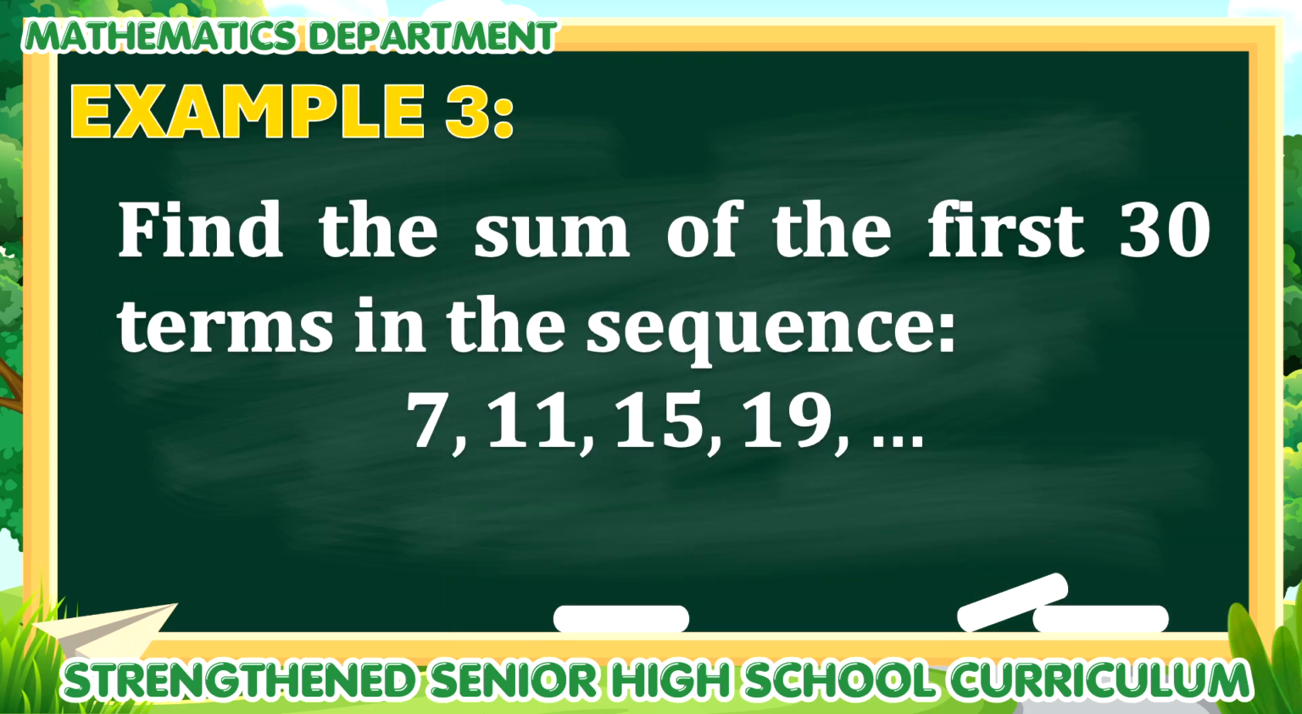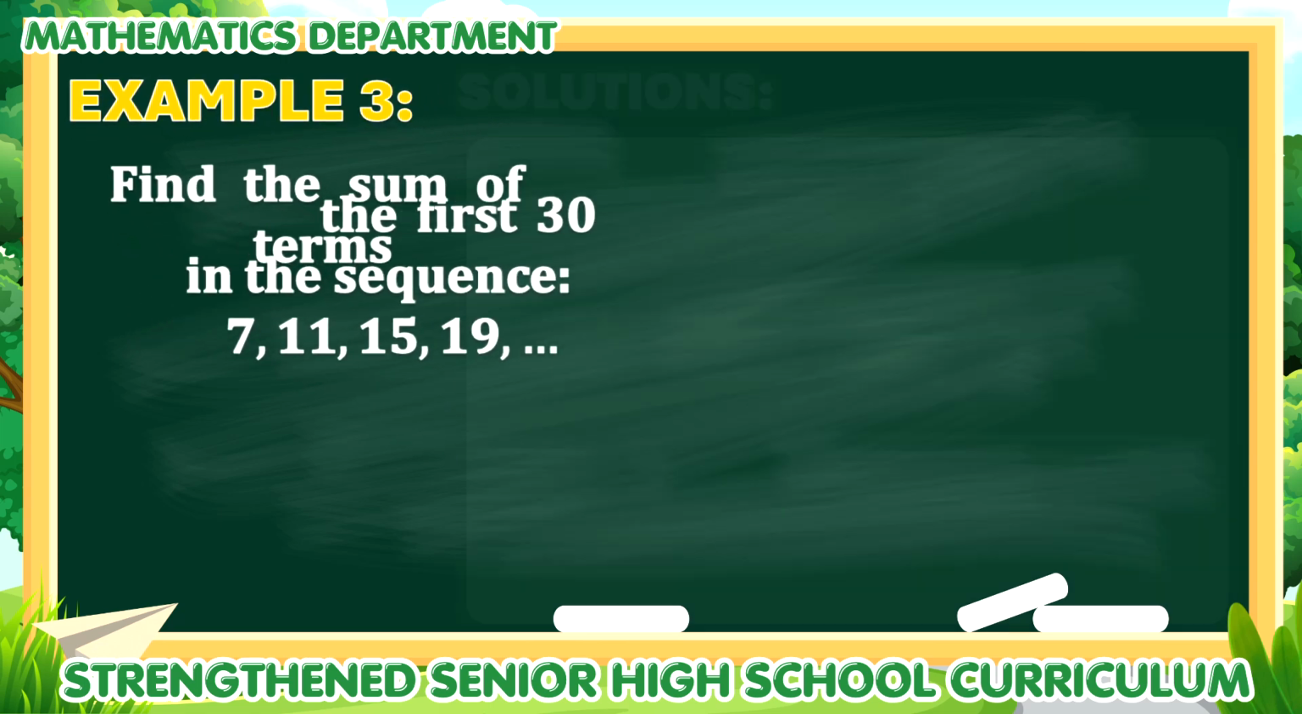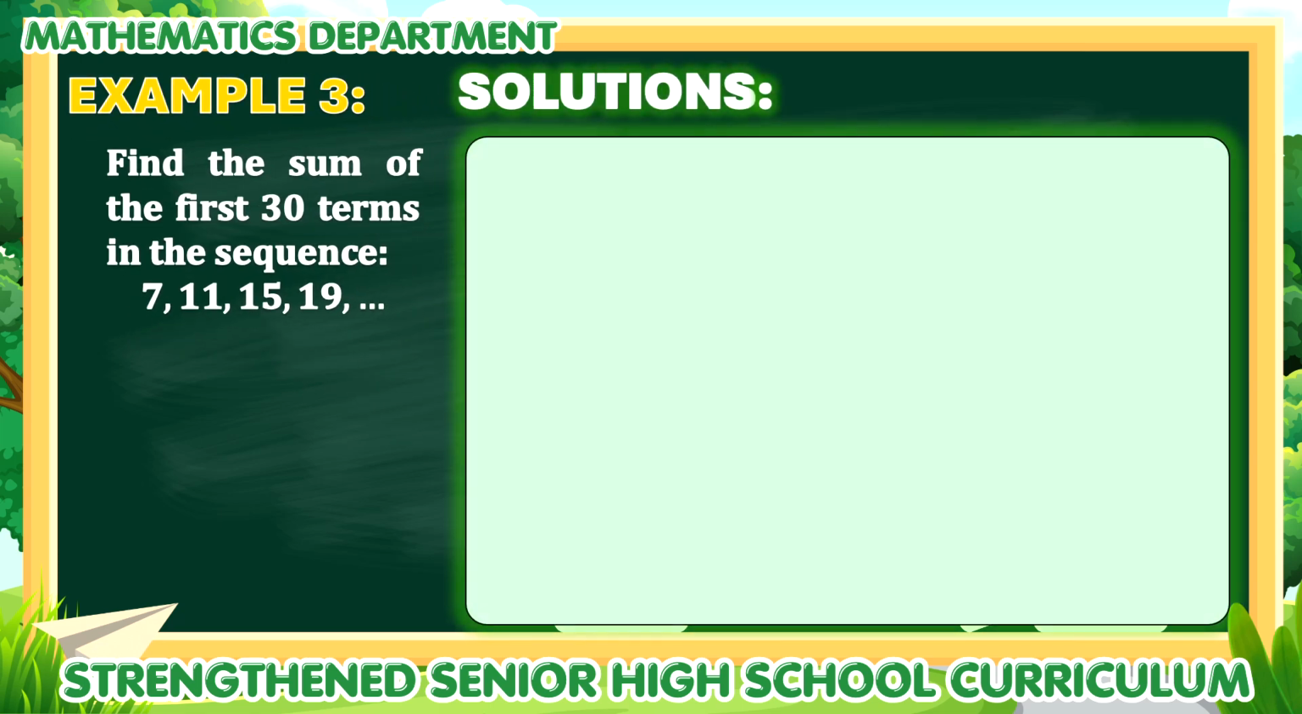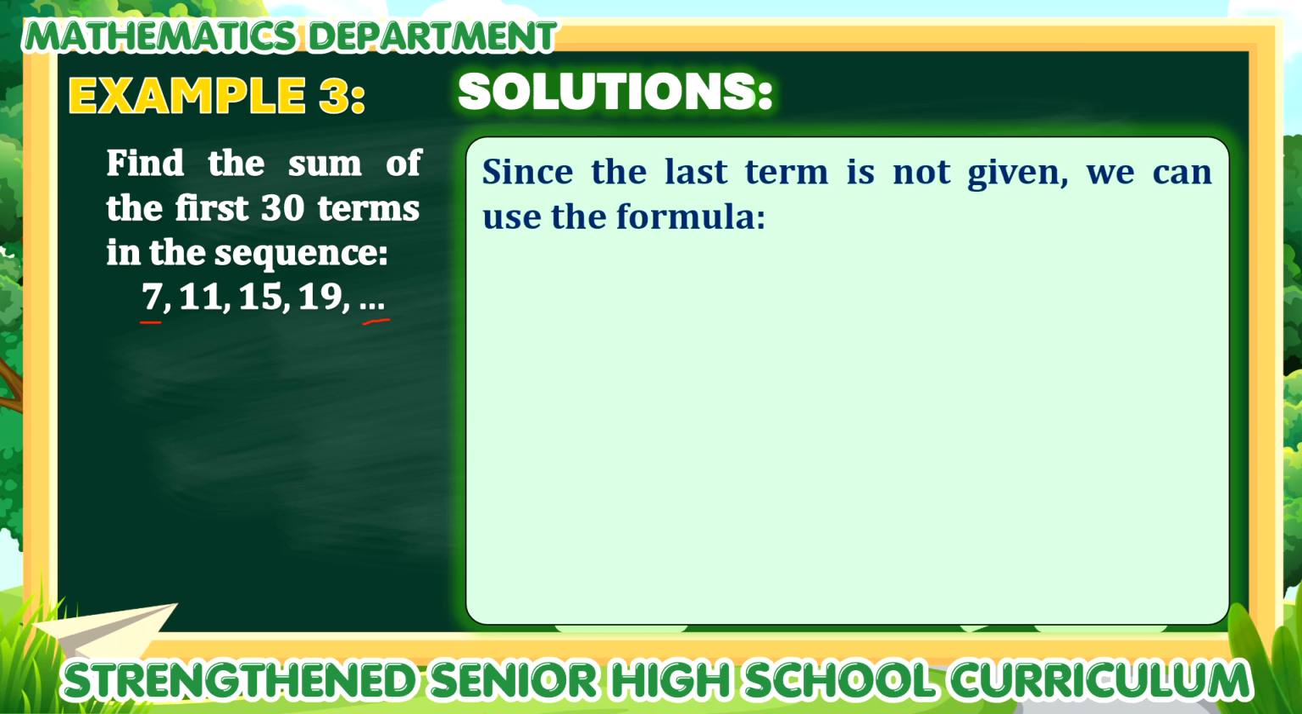For our third example, find the sum of the first 30 terms in the sequence 7, 11, 15, 19, and so on. Now, observe that we are given our first term, but our last term is unknown. So since we are only given our first term, we can use the second formula, which is S sub n is equal to n over 2 times the quantity of 2 times a sub 1 plus the quantity of n minus 1 multiplied by d.